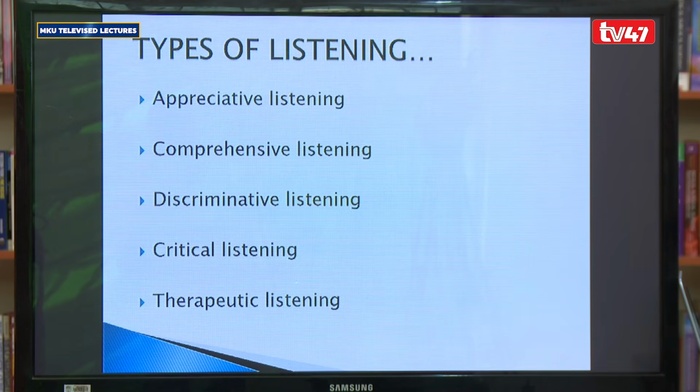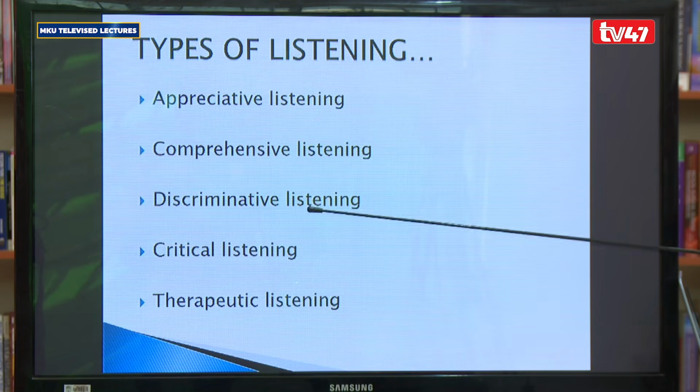There's a difference between note-taking and note-making. Note-taking is when you write down information from oral sources of communication. So in comprehensive listening, for you to improve your comprehensive listening, you need to take notes.